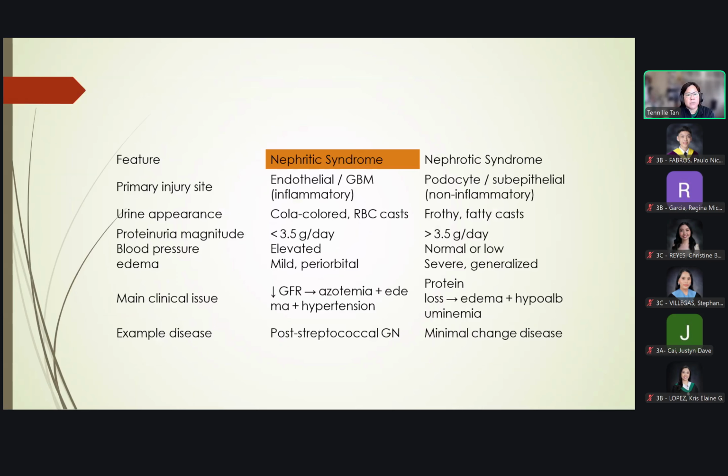So just comparing the two syndromes and their features. You'll see primary sites of injury, and your urine appearance: cola-colored with RBC casts here, while here it's frothy with fatty casts. Proteinuria is less than 3.5 grams in nephritic, and more than 3.5 in nephrotic. Blood pressure is typically elevated in nephritic syndrome, normal to low in nephrotic syndrome. Edema is mild in nephritic, severe or generalized in nephrotic. The main clinical issue for nephritic is the decline in GFR causing azotemia, edema, hypertension. For nephrotic, it's the protein loss causing the edema and hypoalbuminemia, and then example diseases.